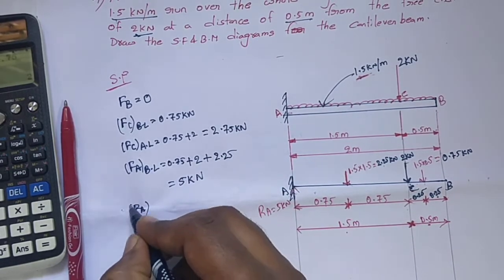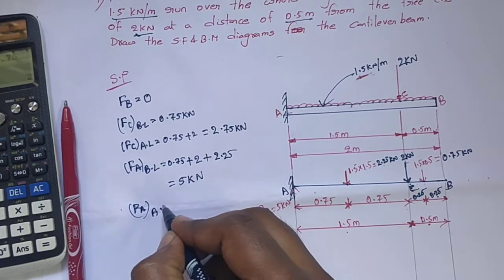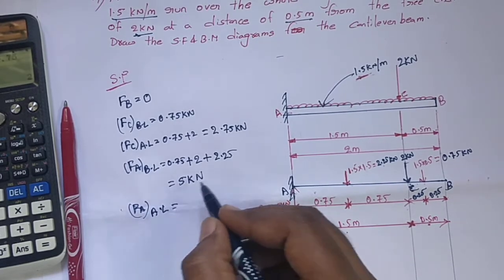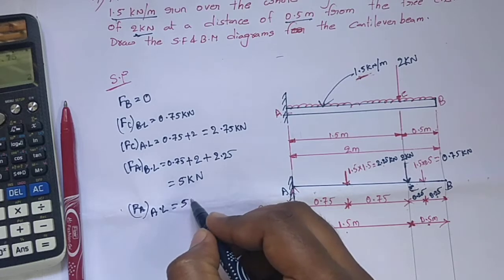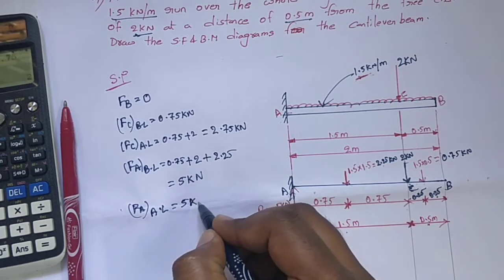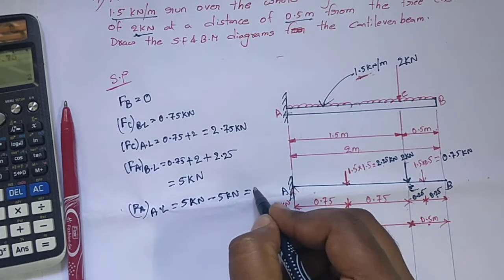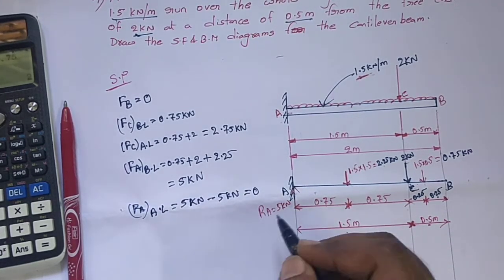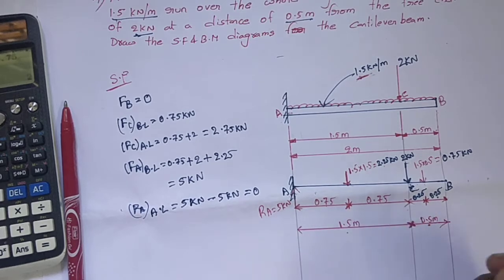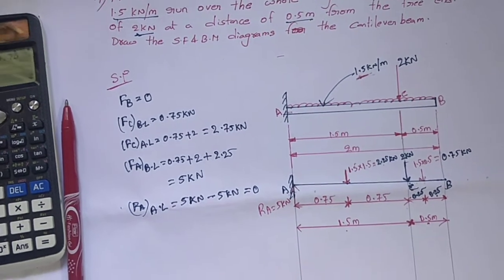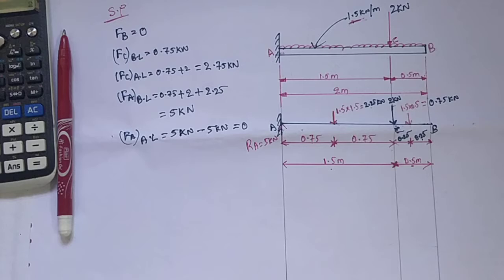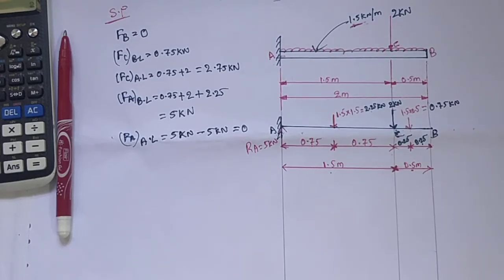Similarly, shear force at point A after load, that means we have to consider the reaction force. Right side of A acting total load is 5 kilonewtons, minus reaction force is 5 kilonewtons, so the shear force at point A after considering the reaction force is 0. Okay, for this we need to draw the shear force diagram at this point.